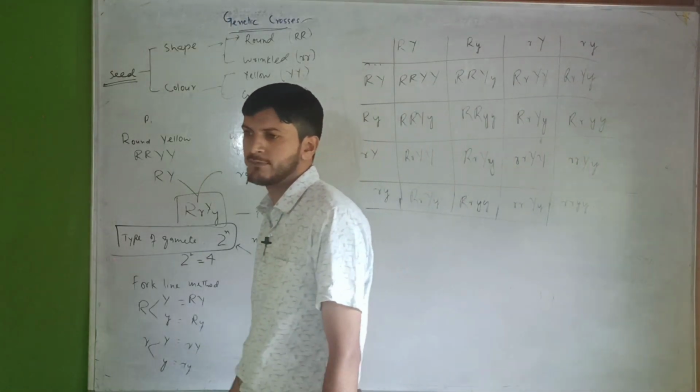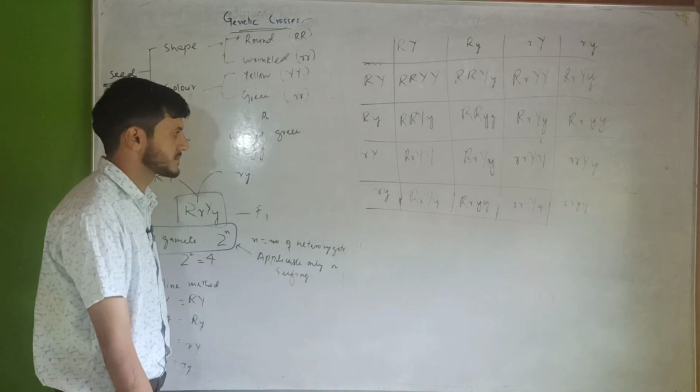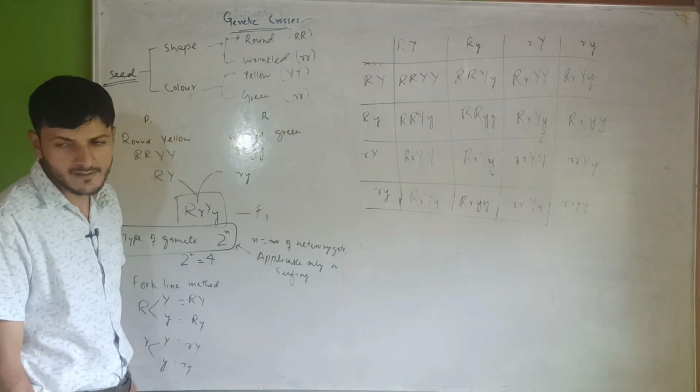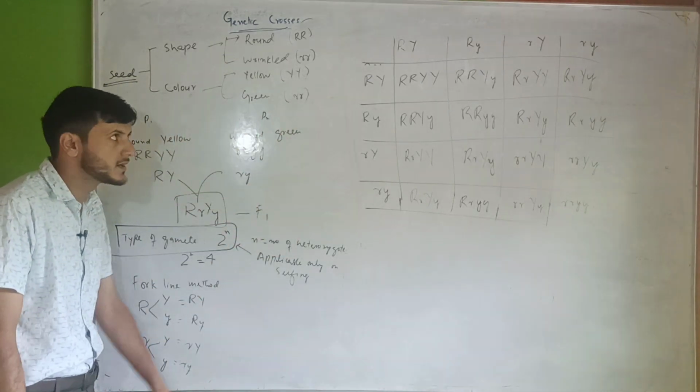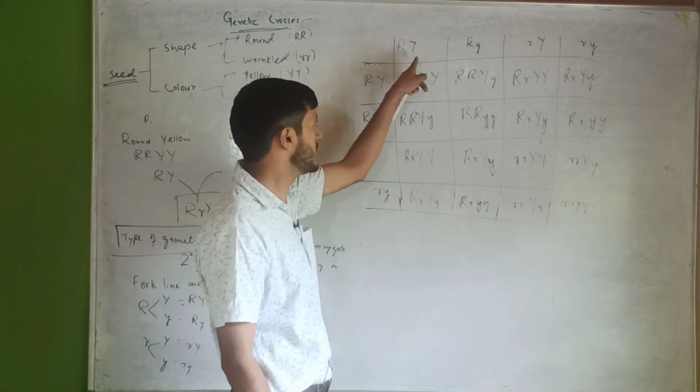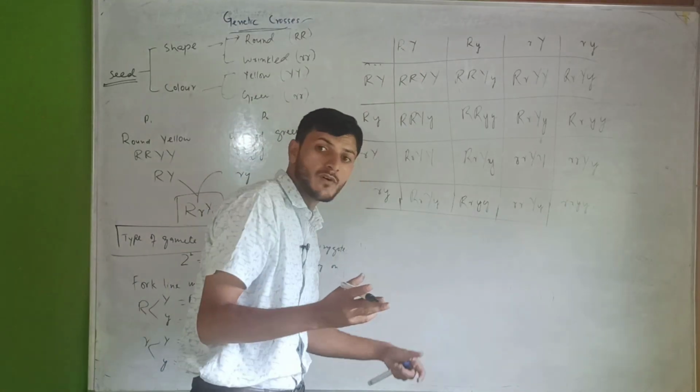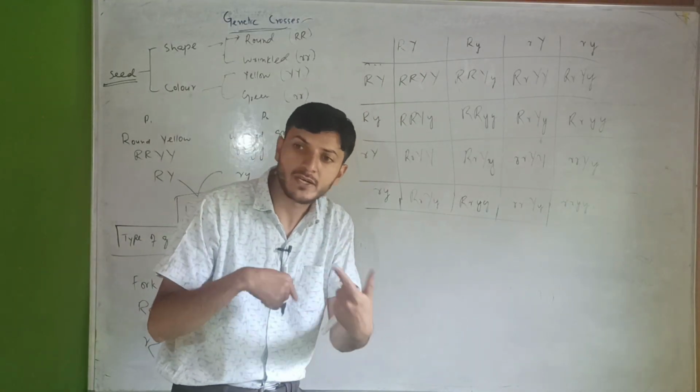This is how we can perform the dihybrid cross. How many different types of gametes are produced? 4. RY, round yellow. Now we have to find out the phenotypic ratio.